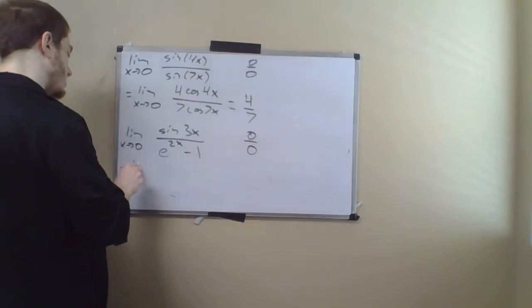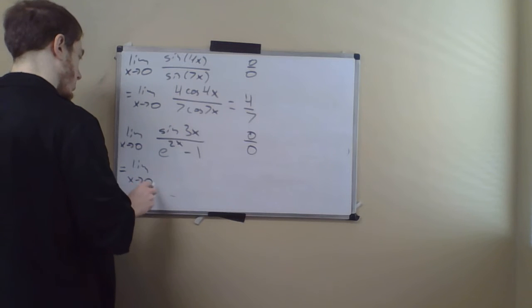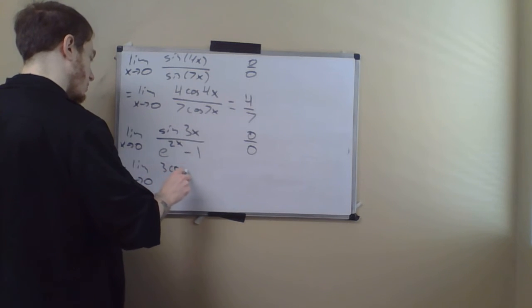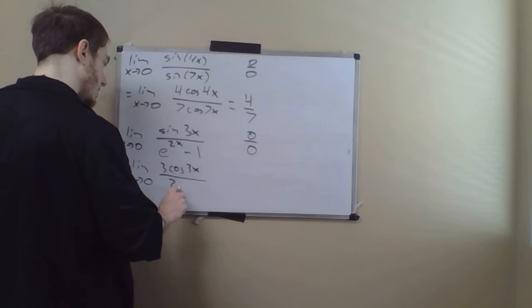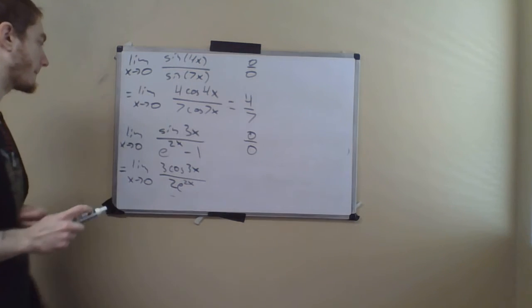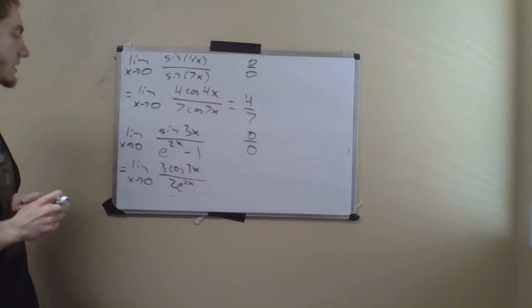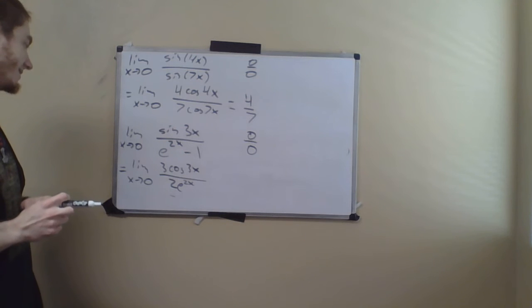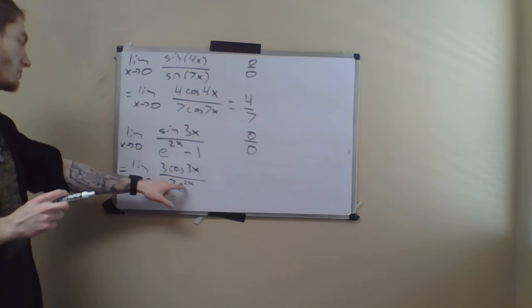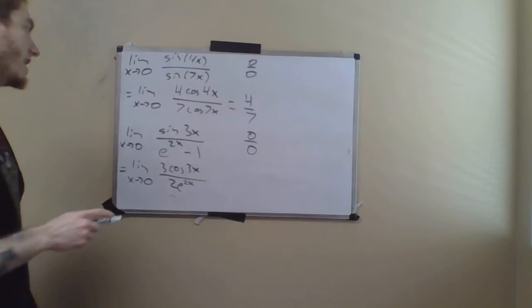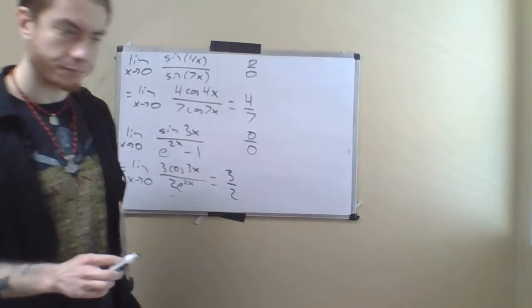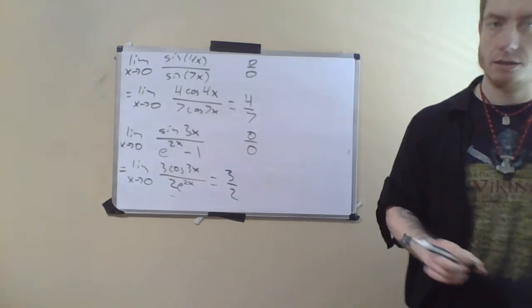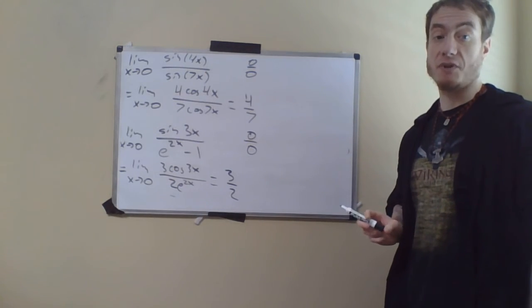And if we apply L'Hopital's rule, we will have the limit as x approaches 0 of 3 cosine 3x divided by 2 e to the 2x. And if I now plug in x equals 0, well, this is going to be 1, this is going to be 1, and so we end up with 3 halves. So there we go. We've been able to figure this out.